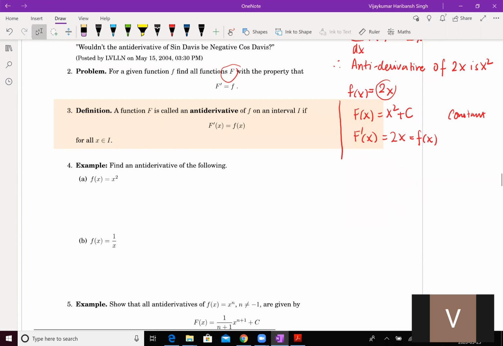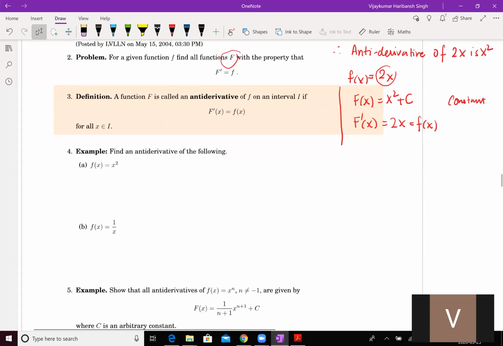Find an antiderivative of the following function. f of x equals x squared. So whose derivative is x squared? We do not know right away, but we know that if you take the derivative of x cubed, you get 3x squared. But you want the antiderivative of x squared. That means you're looking for a function whose derivative is x squared.